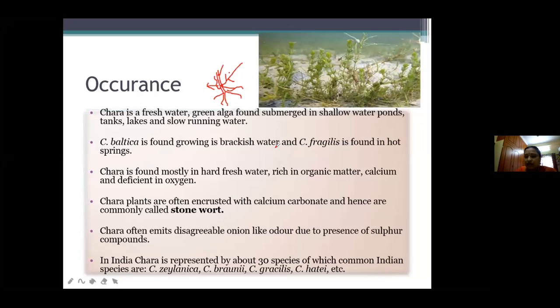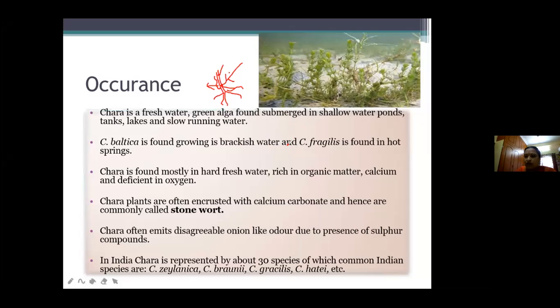You can identify where Chara is found: in freshwater lakes, ponds and ditches. These are the places where Chara is found. And submerged aquatic on the muddy and sandy bottom of pools, you can also observe Chara.